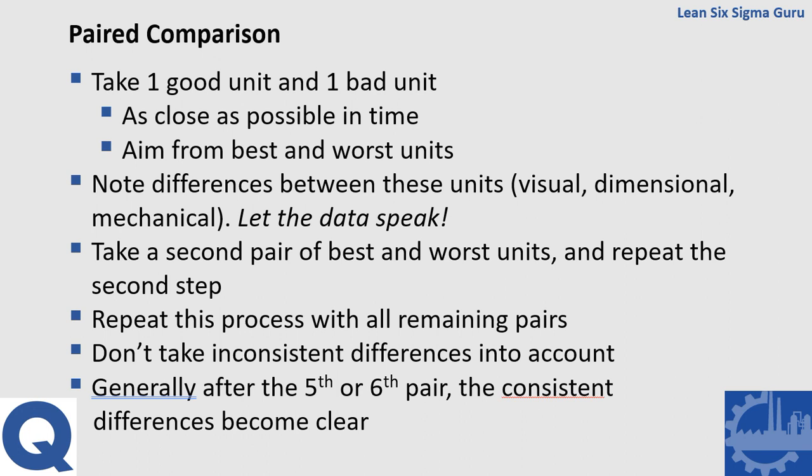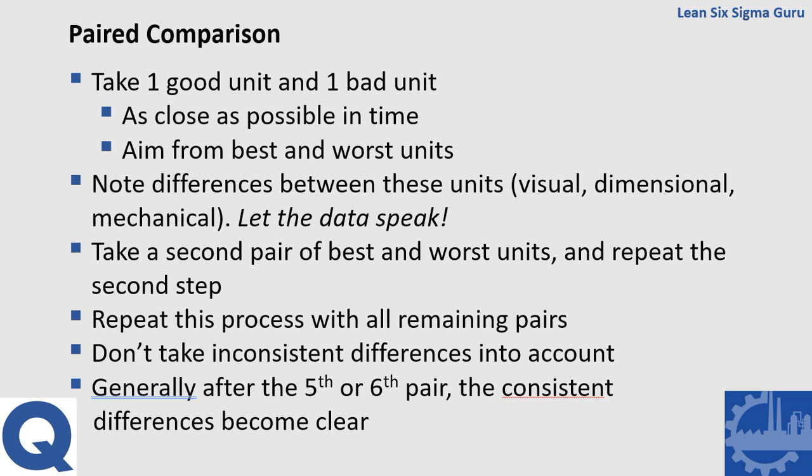Using those two units, the good one and the bad one, the best one and the worst one, we note the differences between those units. What are the visual differences? What are the dimensional differences? What are the mechanical differences? And we need to continue to collect that data. Let the data speak and follow the data. What is the difference?